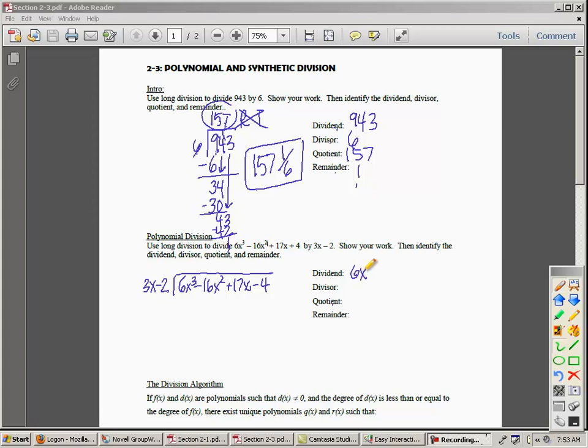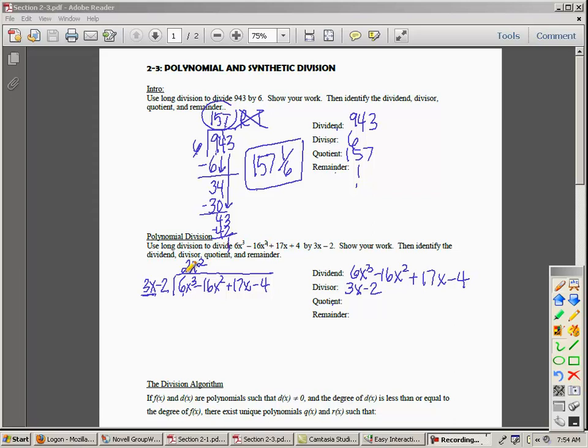The dividend, 6x cubed minus 16x squared plus 17x minus 4. And our divisor is what we divide by, so in this case 3x minus 2. And our goal is to end up finding what is the quotient and what is the remainder. Okay, so as we go through, the way this works, you're looking at this outside number first. And you basically say 3x times what gets you 6x cubed. Well, 3 times 2 will get me 6, and x times x squared will get me x cubed.